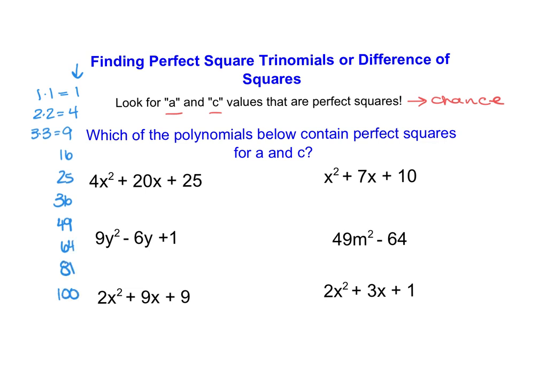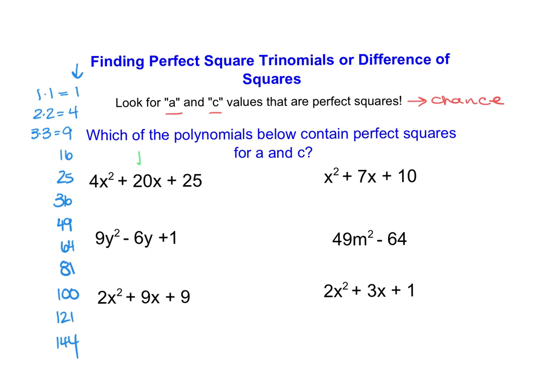So when we're looking at our a and c values, what we're looking to see is, are our a and c values perfect squares? Because if they are, we have a chance that this is a perfect square trinomial. So let's take a look at a couple of examples and at least rule out if something would not even have a chance of being a perfect square trinomial or a difference of squares.